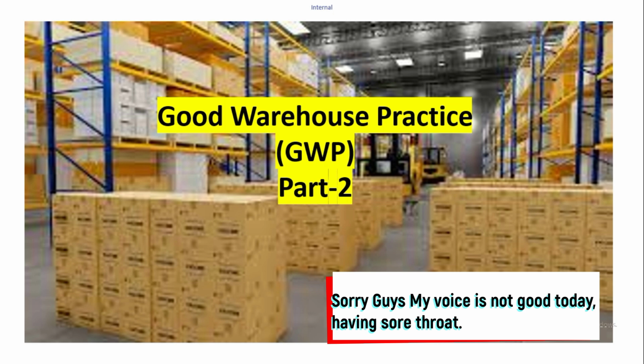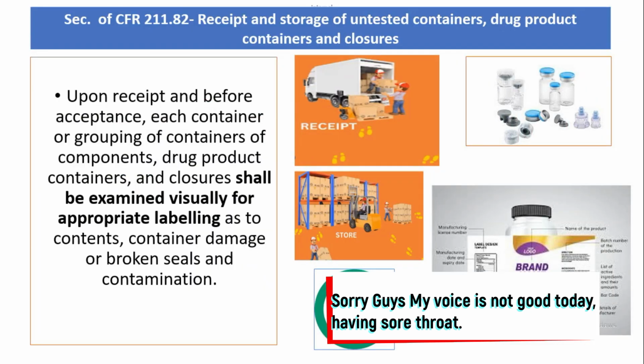So today we'll see about good warehouse practice part 2. In part 1 we have seen various details about good warehouse practices. What does it mean? What does it carry? What are the different requirements for the initial purpose of good warehouse practice? So now we will see the different requirements as per the Code of Federal Regulations, the different CFR parts. So let's get started with the main content.